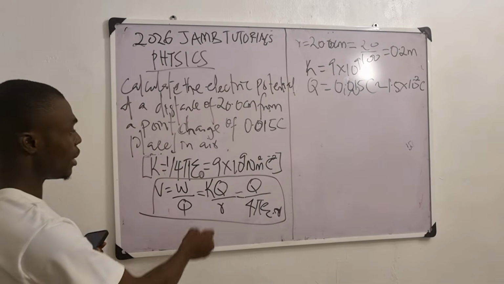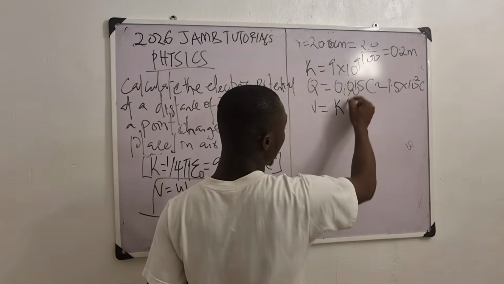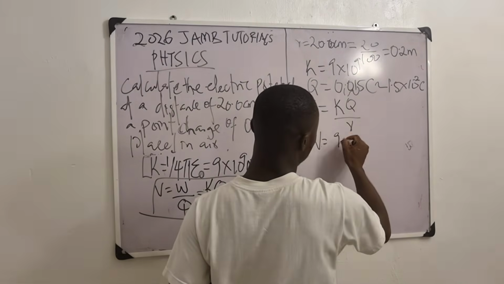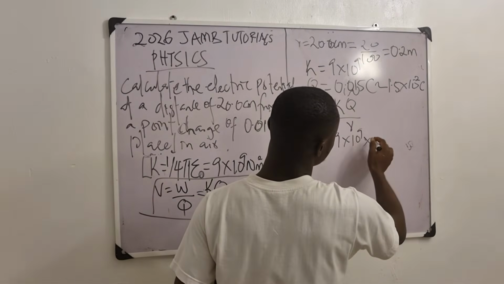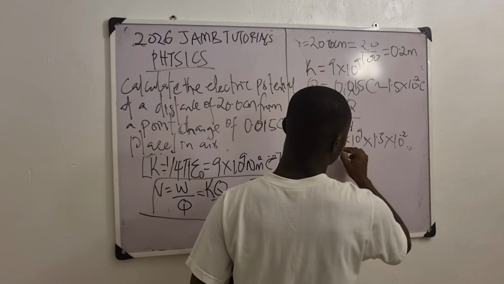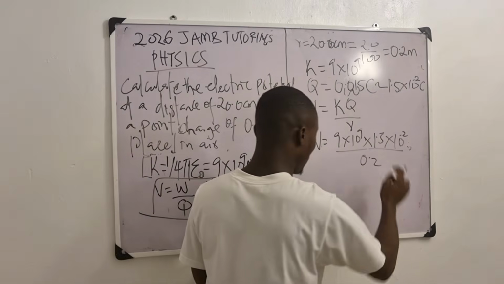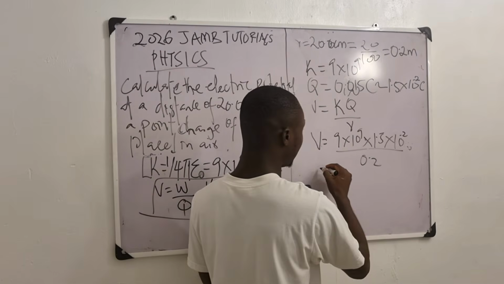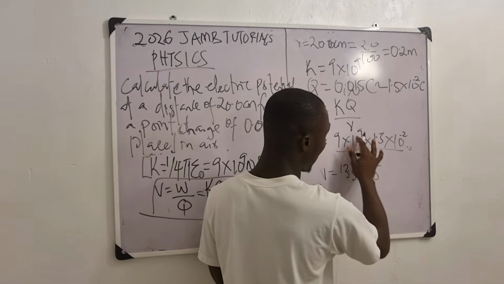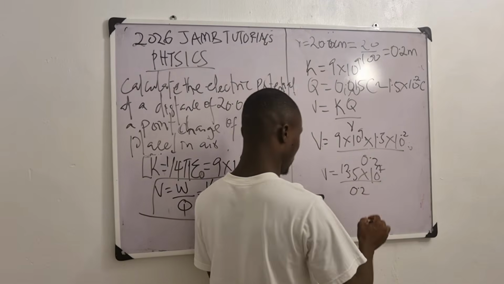Since we have established these, the next thing is to solve using this formula, because this is what gives the answer. V equals KQ over R. K is 9 times 10 to the power 9, times Q, which is 1.5 times 10 to the power minus 2, over R, which is 0.2. 9 times 1.5 is 13.5. So V equals 13.5 times 10 raised to the power 9 minus 2, which is 7, over 0.2.